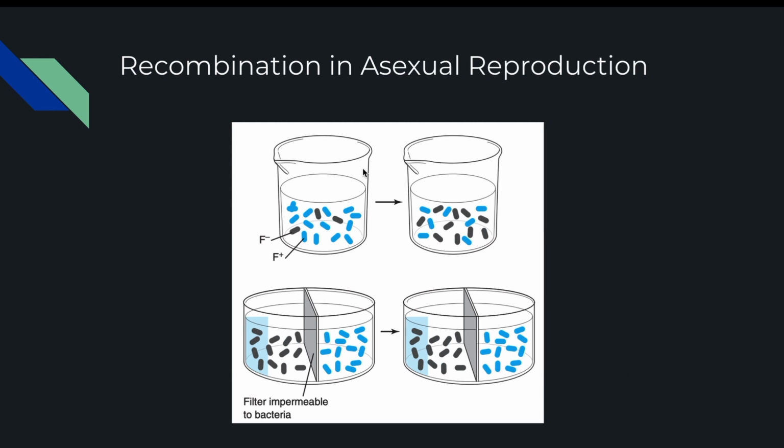This figure illustrates that the conjugating cells must be in physical contact with each other. Ito class, naghalo-halo sila. Physical contact with each other to successfully transfer the F positive phenotype. If the cells are separated by a membrane, in this case itong nasa baba, the F minus bacteria, itong blue, do not become F positive. No? So they should come in contact first for asexual reproduction to be successful.